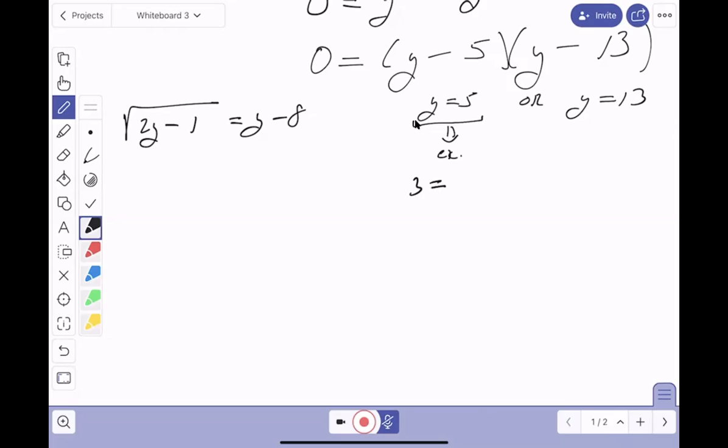On the right side, what do you get? 5 minus 8, which is minus 3. I'm sorry, I didn't mean to put that down. Minus 3. 5 minus 8 is minus 3. This didn't work. I'll cross it off. Let's try this one.